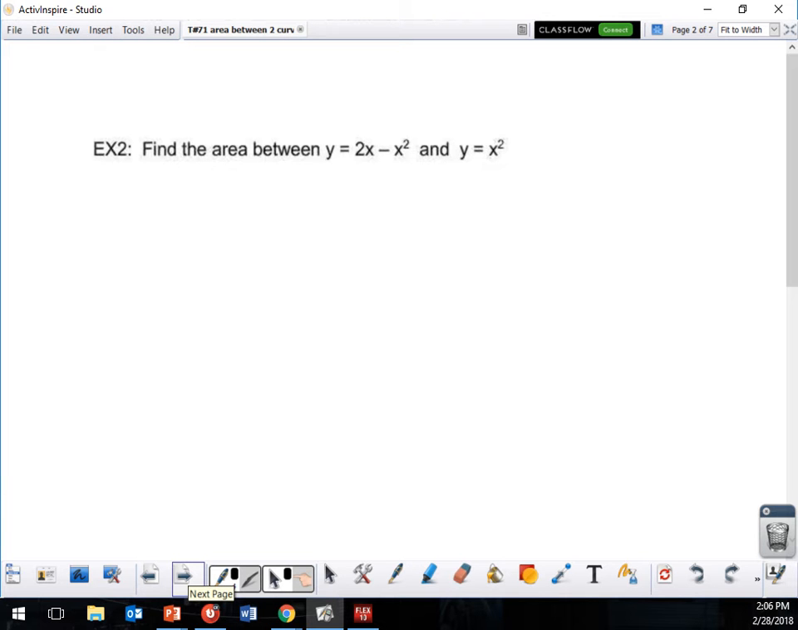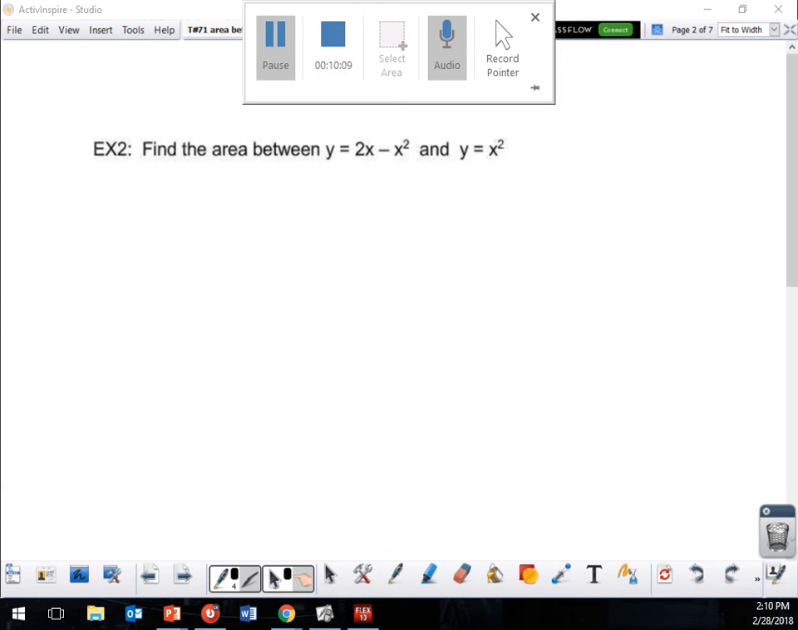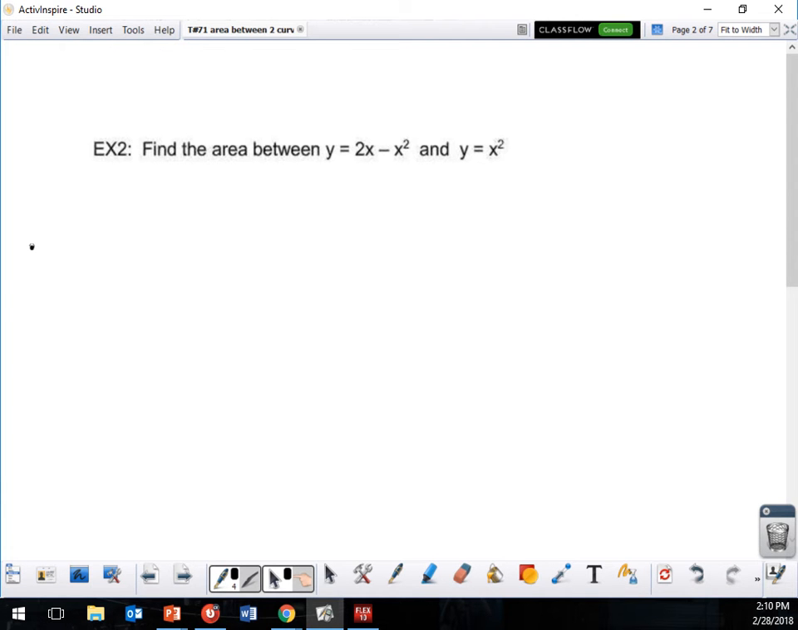Okay, find the area between these. So, how did I start this? Just figure out each one's top and bottom. Yep, top and bottom, and figure out your bounds. All right, let's take a look. So, my bounds are going to be what? 0 to 1. What did I do wrong? What's my top? 2x minus x squared.